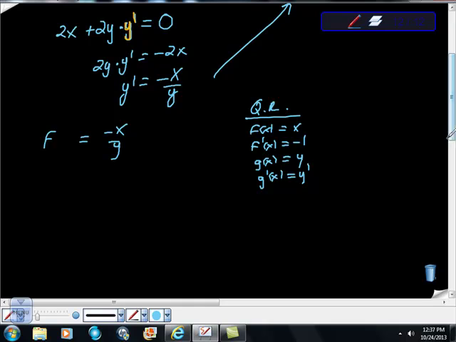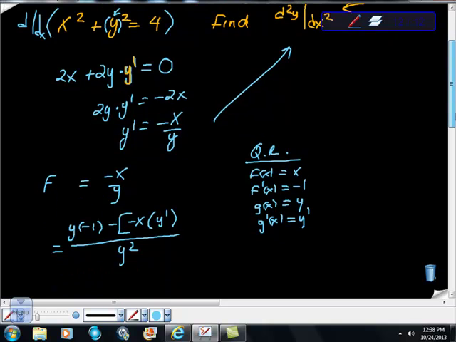So far, so good. Now I'm going to start building my quotient rule. So we have y times negative 1, minus negative x times y prime, all over y squared. This is just plain quotient rule. Keep in mind that this was our first derivative, right up here, because I'm going to have to substitute that in just a second.